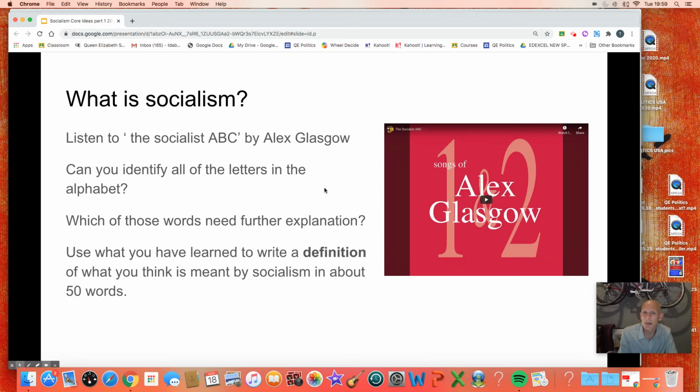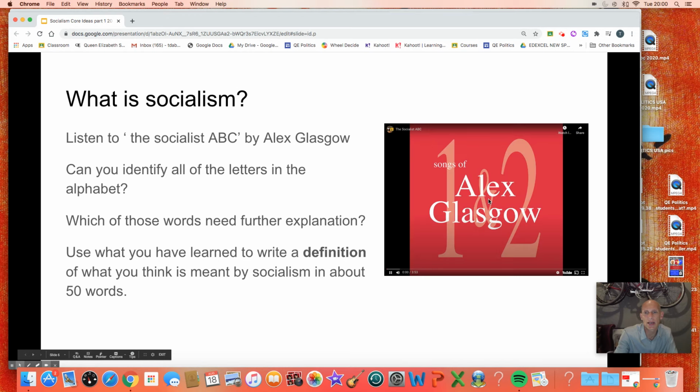That leads us then to talk about, well, what is this thing called socialism after all? And here, because this is a kind of quick recap explainer thing, I have no intention of playing this for you. But what I did in the session this morning was play this tune. I just played 2 very quick seconds of it. It's by Alex Glasgow. There you go. And what Alex does, a folk singer from the Northeast, is sing the ABC of socialism.